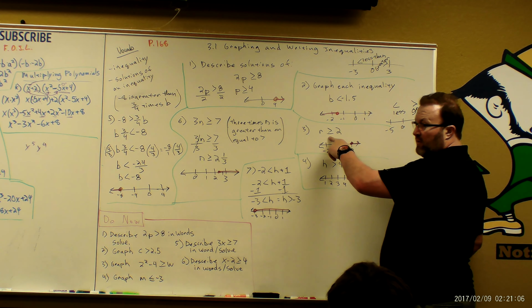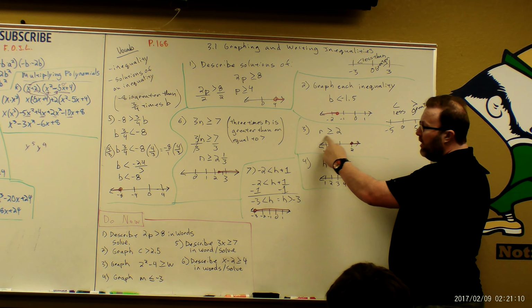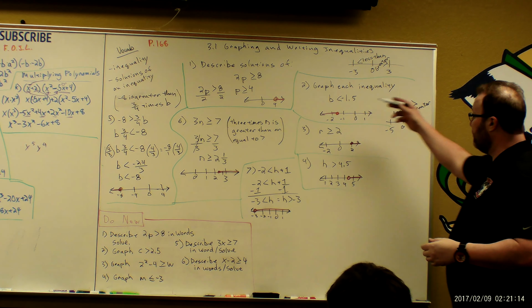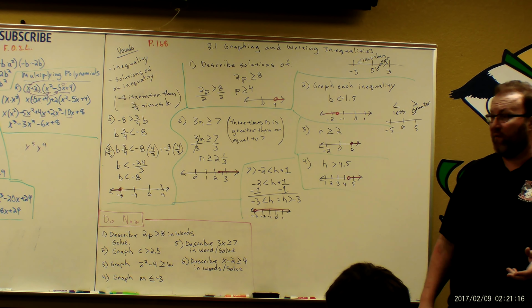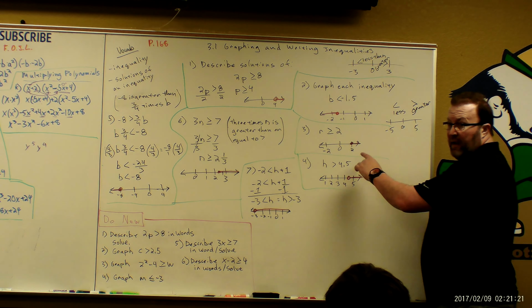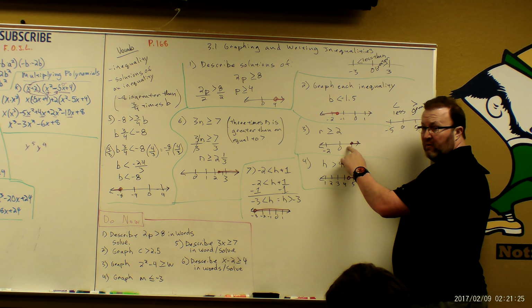Put your pencil down. You just stay with me. So R is greater than or equal to 2. We're not concerned with the R, we're not concerned with an H, a B. All that is descriptive of the line. It can be any letter there is. So that means we're going to go to 2, Erica. We're going to go to 2 on the graph, right here.